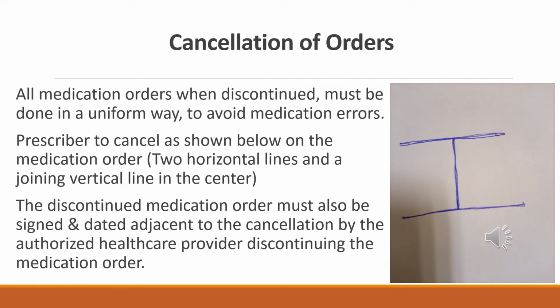And now, let's briefly discuss the issue of cancellation of orders. All medication orders, when discontinued, must be done in a uniform way, to avoid medication errors. Prescribers should cancel as shown in the illustration on the medication order, that is to say, 2 horizontal lines and a joining vertical line in the center. The discontinued medication order must also be signed and dated adjacent to the cancellation by the authorized healthcare provider discontinuing the medication order.